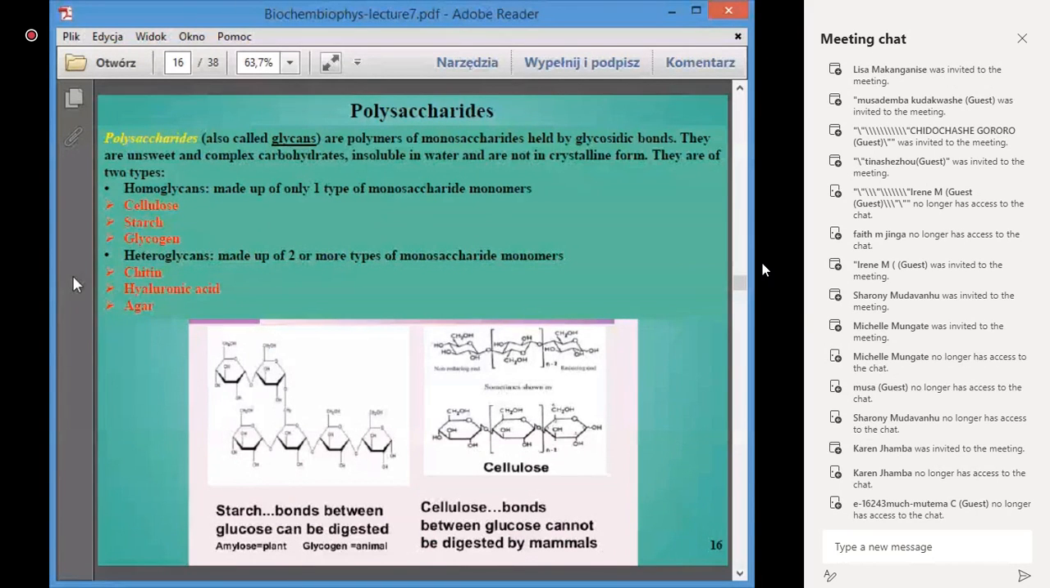And the more complex group are polysaccharides, which are also sometimes called glycans. They are, of course, polymers of monosaccharides, and such monosaccharides are connected by glycosidic bonds. And as such complex structures, they are really very big, and we can find also some additional bonds between the chains of these polysaccharides. These are mostly hydrogen bonds. So in consequence, we can observe different physicochemical properties of such polysaccharides.